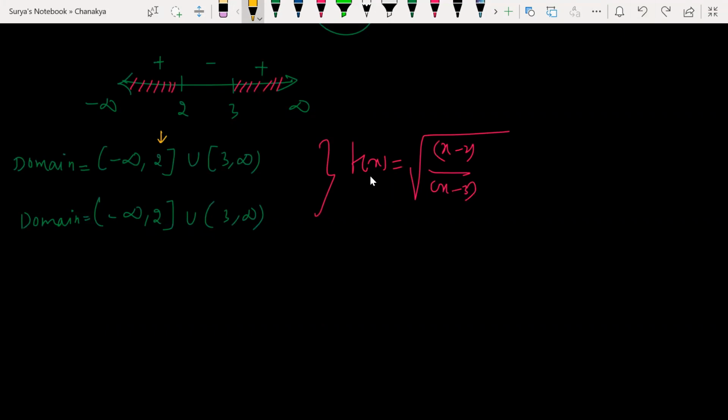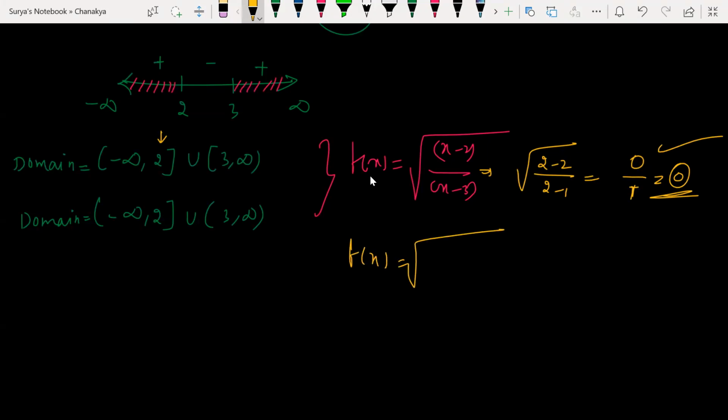Why? If I substitute 2, what will happen? 2 minus 2 divided by 2 minus 1. So 0 by something, I'm getting 0, which is a valid answer. Valid answer or not? I could define f of x, which means I can include 2 here. I'm including 2, which means I'm keeping what?